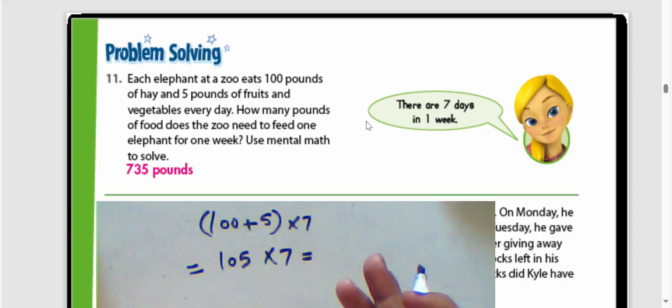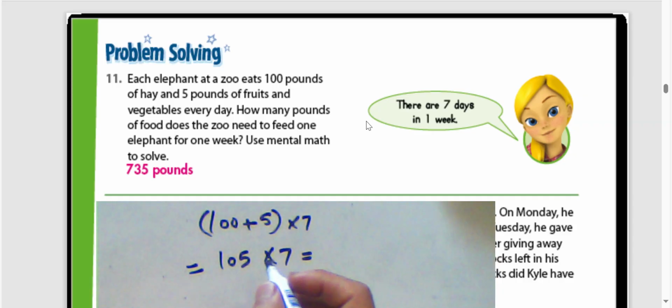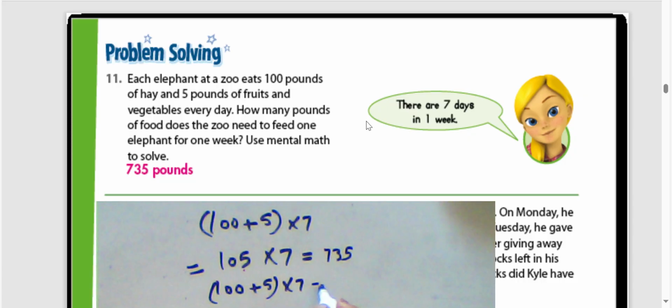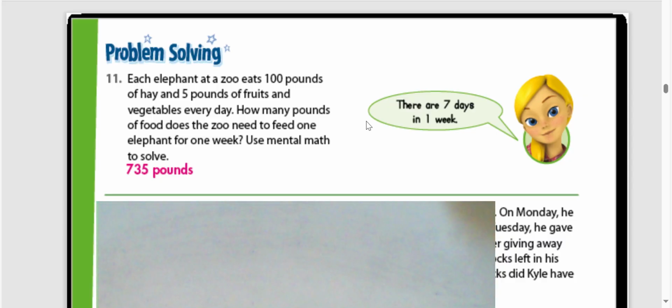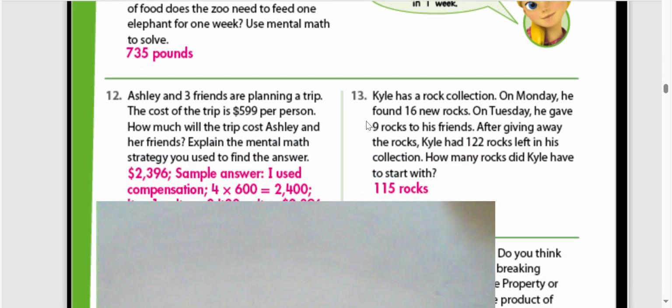This finds the total amount for 1 week, because we need to feed 1 elephant for 1 week. Each elephant in 1 week: we can write 7 times 5 equals 35, and 1 times 7 equals 7. Or you can write 100 plus 5 times 7 using distributive properties. 100 times 7 will be 700, and 5 times 7, 35. Then the result will be 735. Okay, understood. Next question.